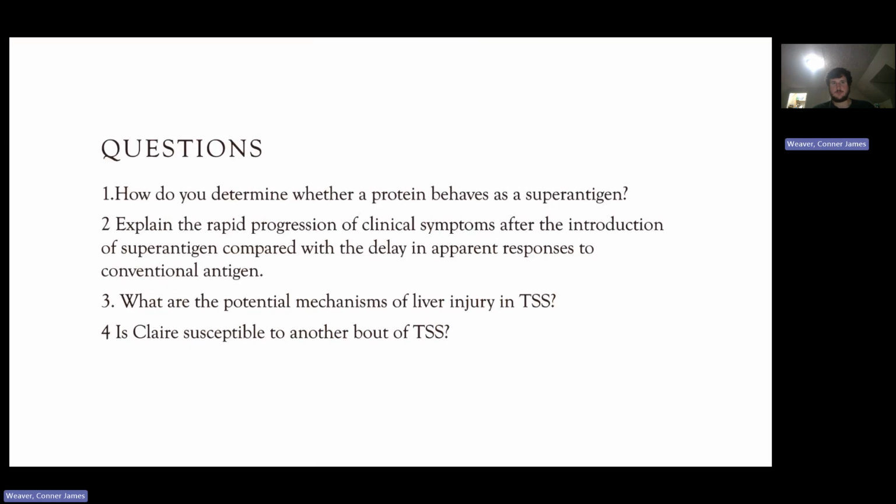For number three, the T cell activation results in the upregulation of the natural ligand for FAS, FasL, which causes apoptosis of the liver cells.